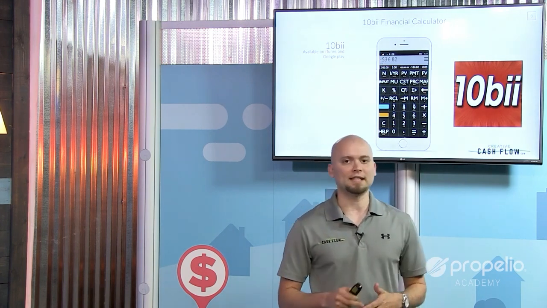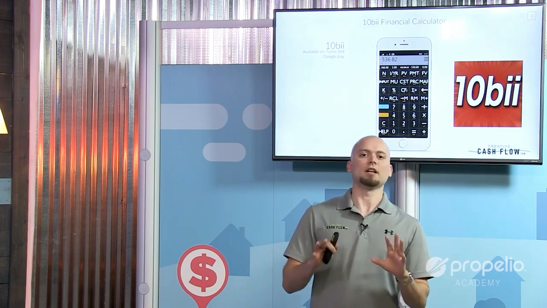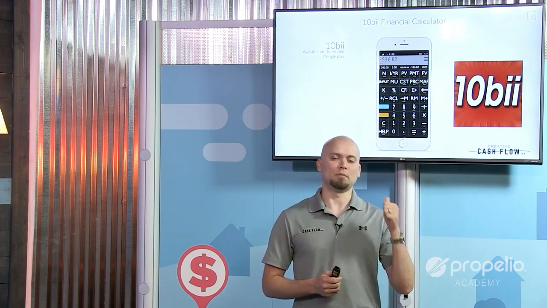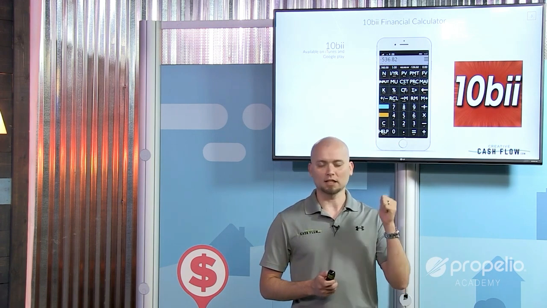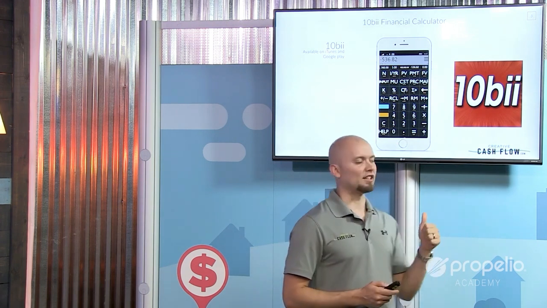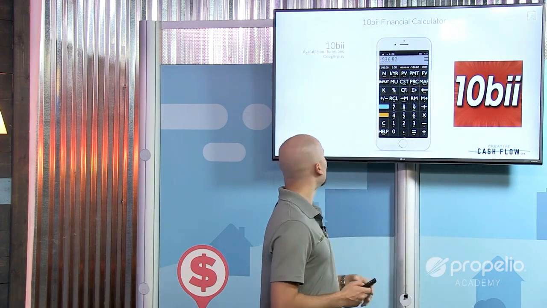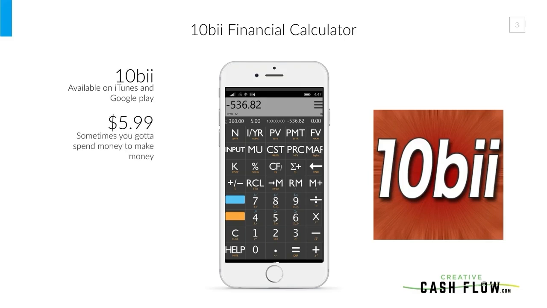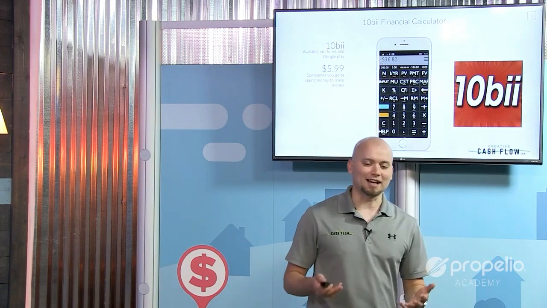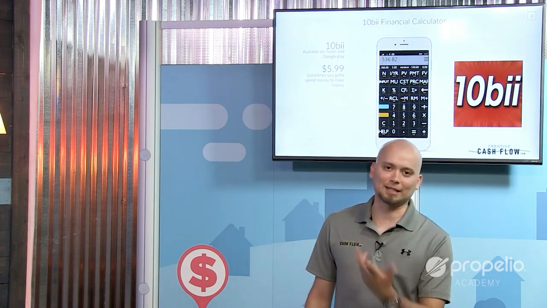But you can use a 12C, you can use physical ones, whatever. Any financial calculator should work. But for the sake of consistency, let's go with the 10b2. Like I said, I've got my reasons as to why I like it. You can get it right now on iTunes or Google Play. It's $5.99. I tell you can get into this business without any money, but hey, you got to spend money to make money, right?